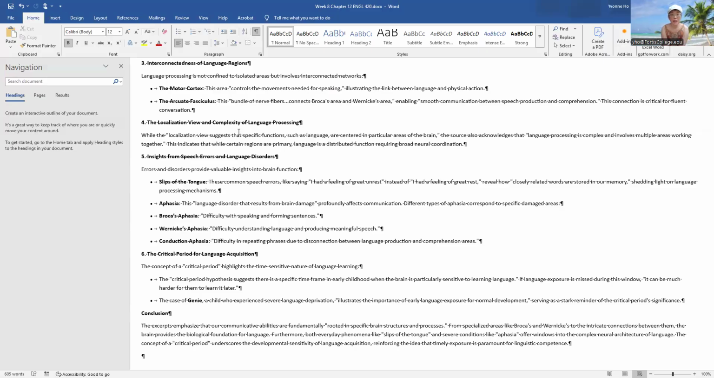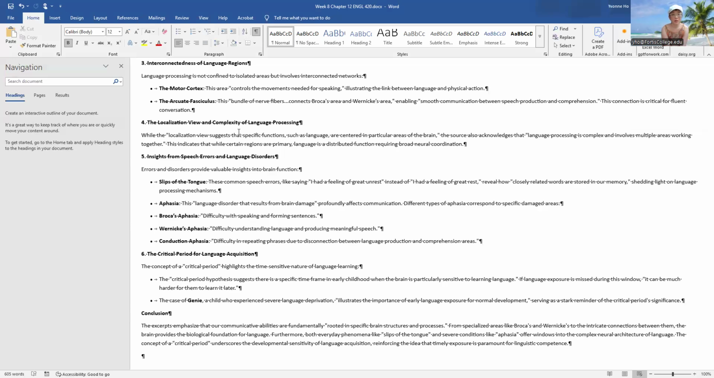Aphasia. This language disorder that results from brain damage profoundly affects communication. Different types of aphasia correspond to specific damaged areas. Broca's aphasia, difficulty with speaking and forming sentences. Wernicke's aphasia, difficulty understanding language and producing meaningful speech. Conduction aphasia, difficulty in repeating phrases due to disconnection between language production and comprehension areas.